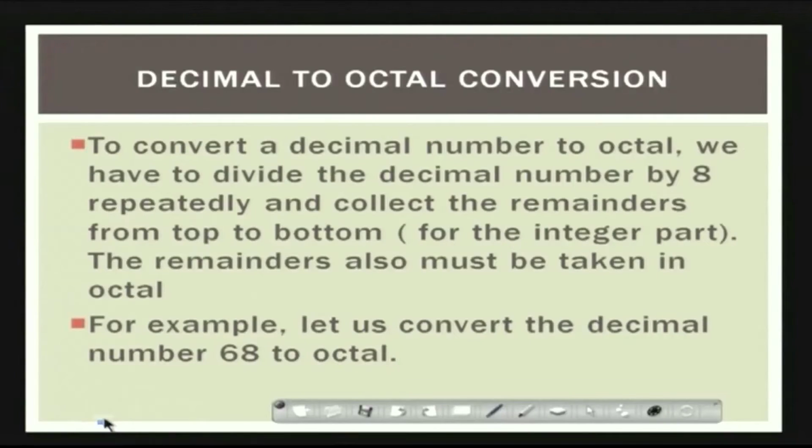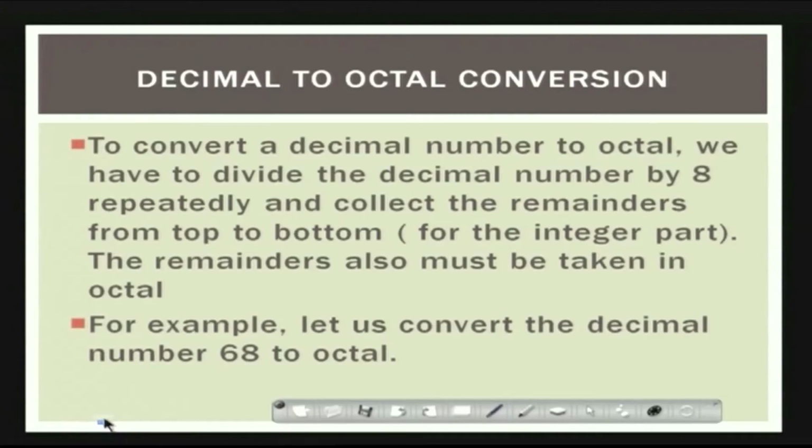So, the same way here what we should do is, we should take the decimal number. To convert the decimal number to octal number, we have to divide it repeatedly by the number 8, and when we do that, we will get remainders. Those remainders we will have to take from top to bottom, and that number again we should take in the octal number form. So, this is what we are going to see now.